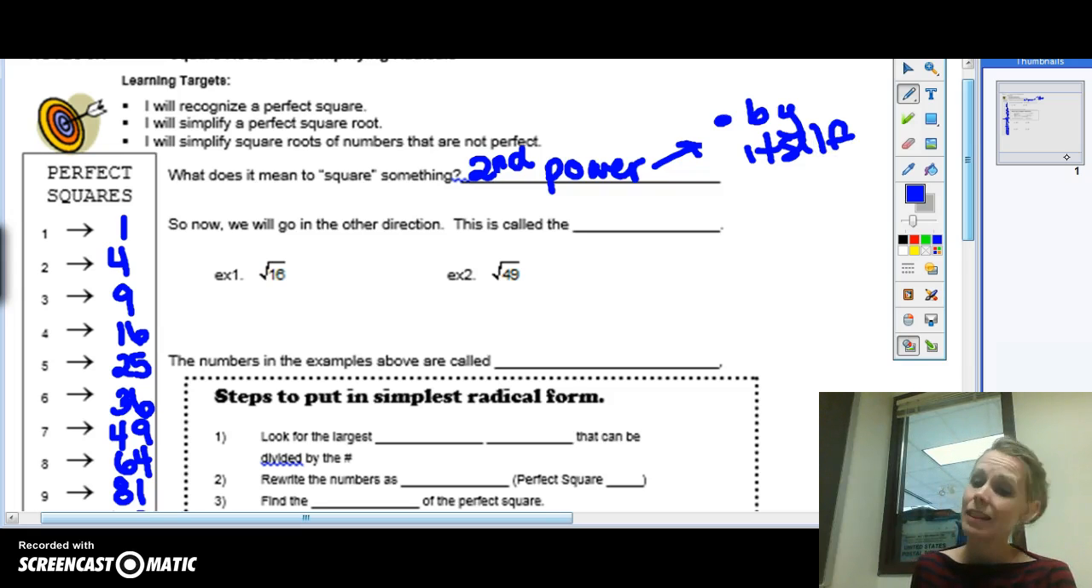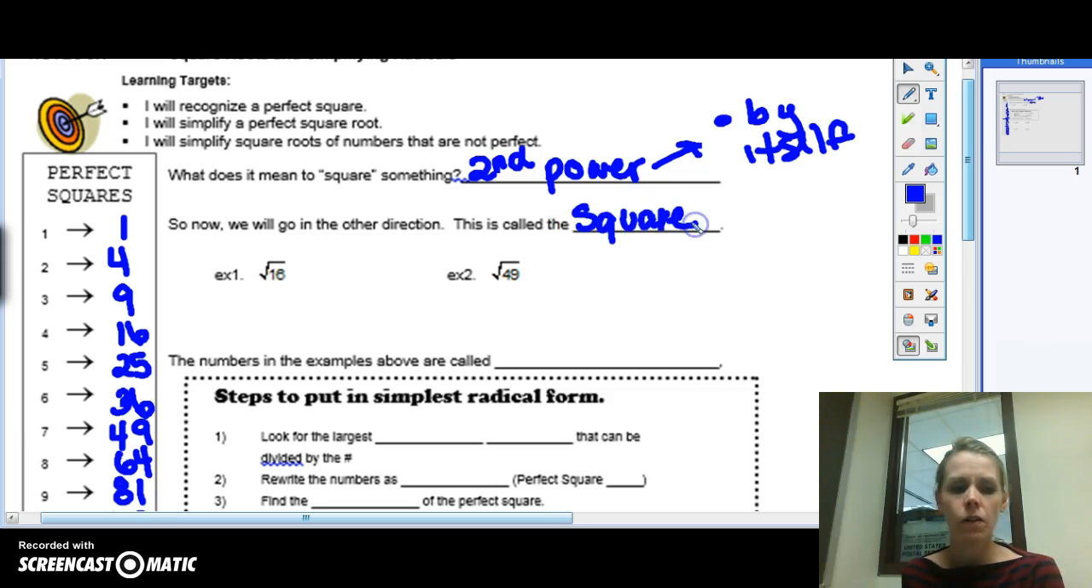Now we're going in the other direction. We're going backwards like we've been doing for a few chapters here. So this little symbol here, this is our radical symbol, our square root symbol. So now we'll go in the other direction. This is called square root. So the very opposite of squaring something is taking the square root, which is that crazy little symbol you see there.